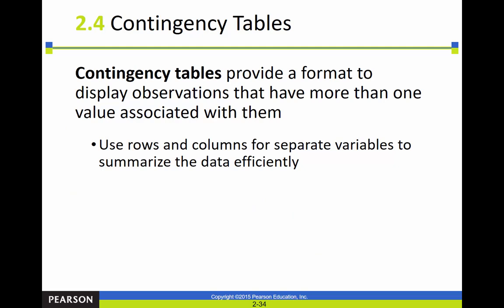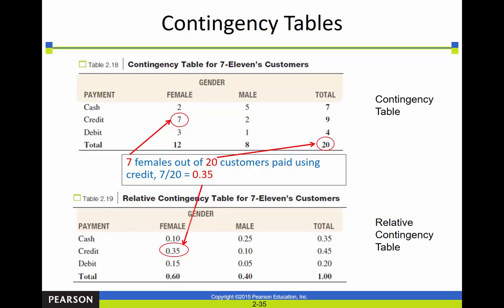Contingency tables are another way; it just organizes the data into columns on a table. So here you can see 7-Eleven customers, with how they pay on the left-hand side and their gender. And that helps them to learn that more females than males pay with credit card. That may be valuable to us. And then there's a relative contingency table where you just take the contingency amounts, for example, 7 out of 20, divide that out and say that 35% of customers are female and pay with credit card.